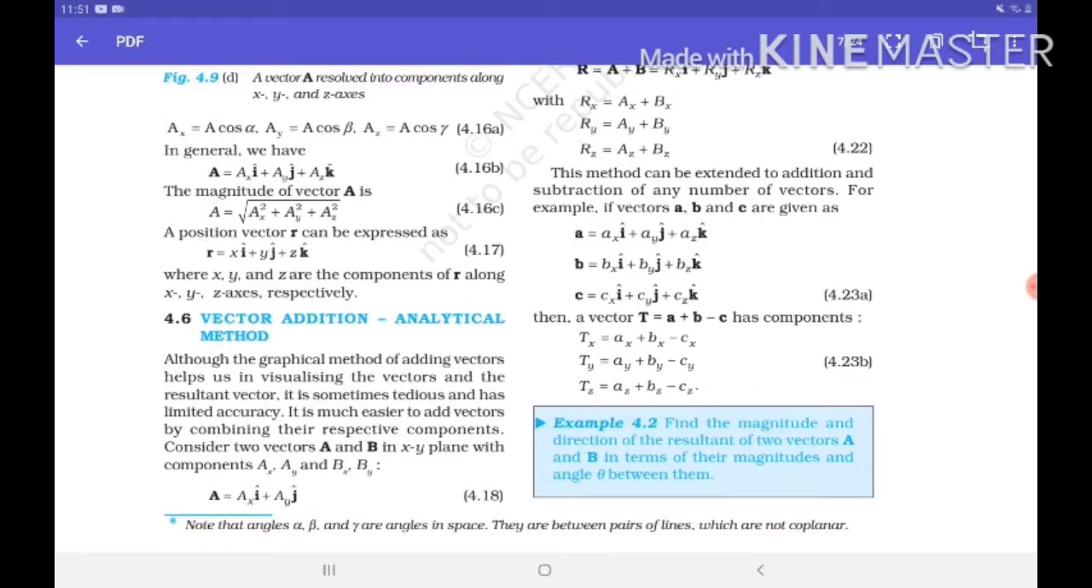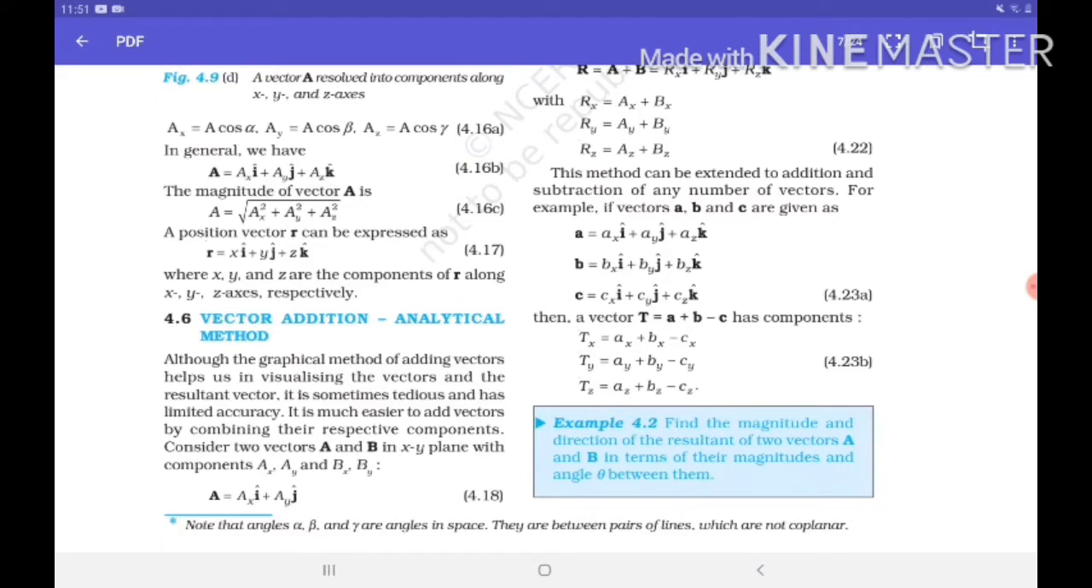Although the graphical method of adding vectors helps us in visualizing the vectors and the resultant vector, it is sometimes tedious and has limited accuracy. It is much easier to add vectors by combining their respective components.